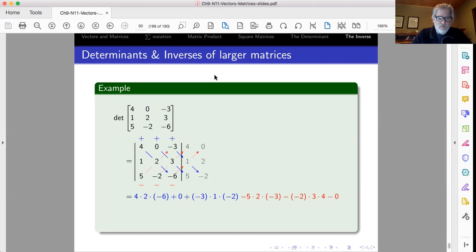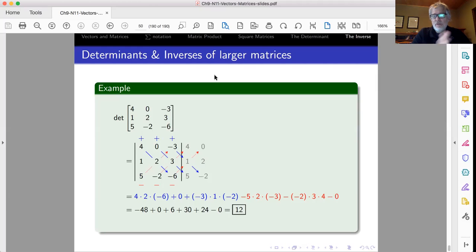So 4 times 2 times minus 6, plus 0. There's a 0 there. And then minus 3 times 1 times minus 2. And then you subtract those 3 diagonals going up. And the number you get is 12. In that particular example, the determinant is 12. Okay. So it turns out that this matrix is invertible.